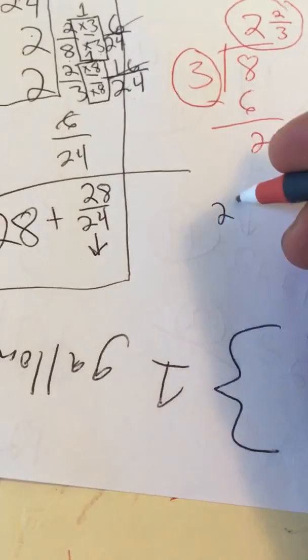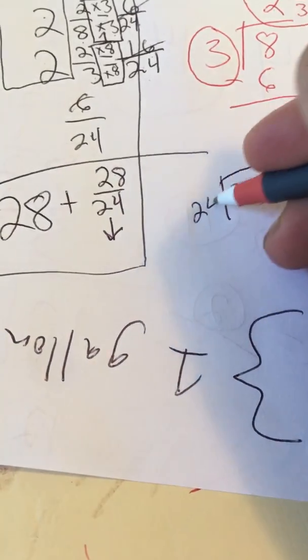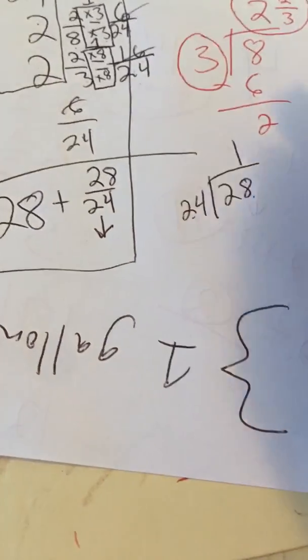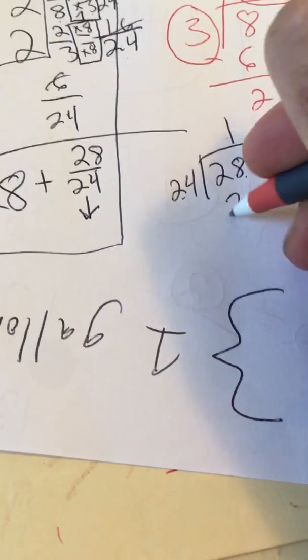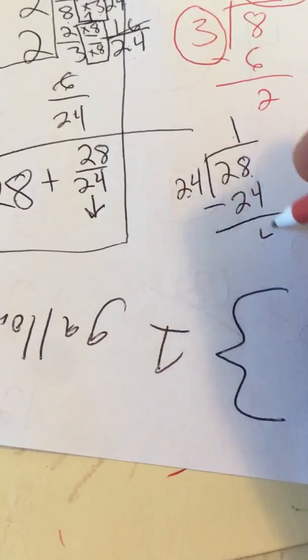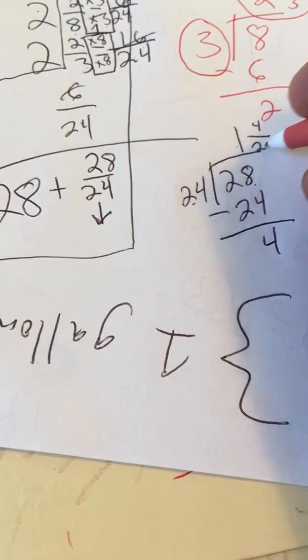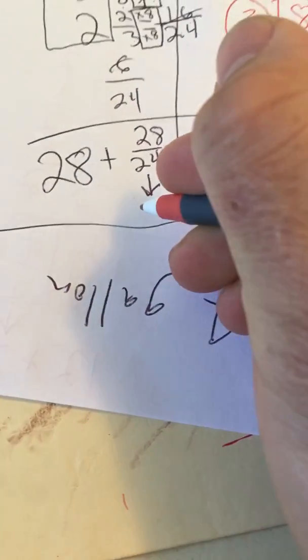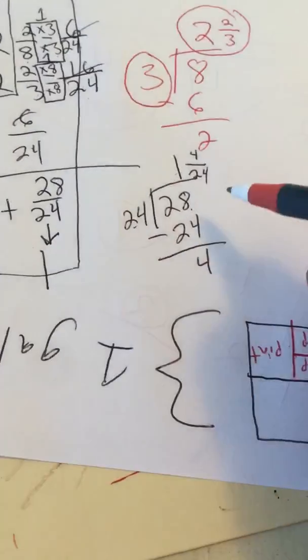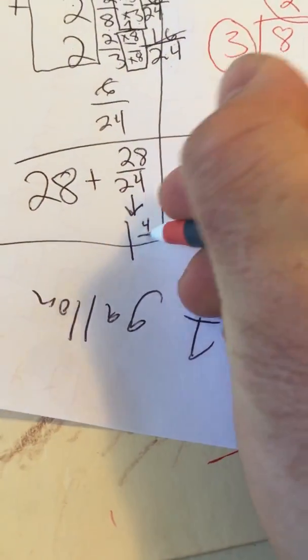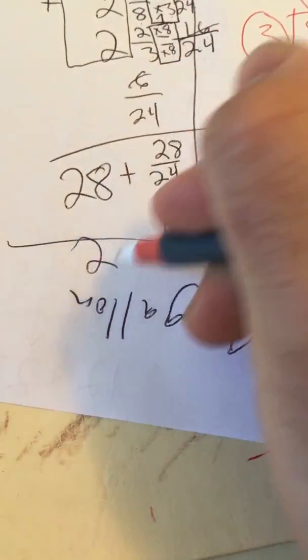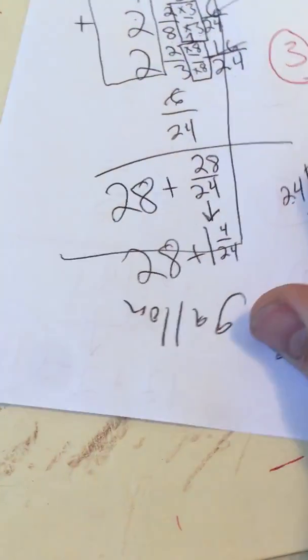28 divided by 24, 24 goes into 28 one time without going over. 1 times 24 was 24, so when we subtract, we have a numerator of 4 and a denominator of 24. So 28 plus 1 and 4 24ths is going to give us our final answer, which is 28 plus 1 makes 29 and 4 24ths.